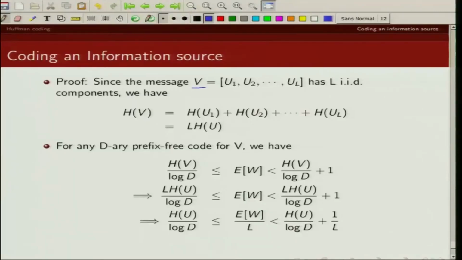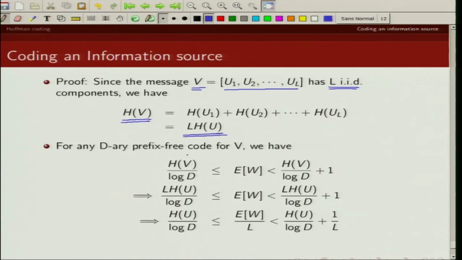So we have a source V which consists of L components of these UIs. So these are L IID components. So in that case, uncertainty in V can be written as uncertainty in U1 plus uncertainty in U2 plus uncertainty in U3 up to UL. Since they are identically distributed and independent, H of U1 is the same as H of U2 is the same as H of UL is the same as H of U, and so we can write uncertainty in V as L times H of U.